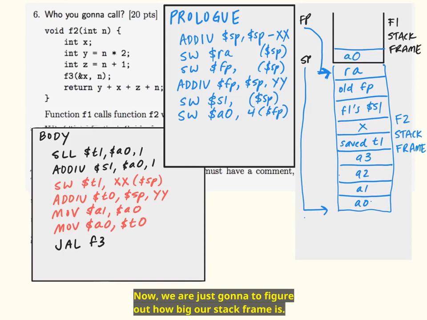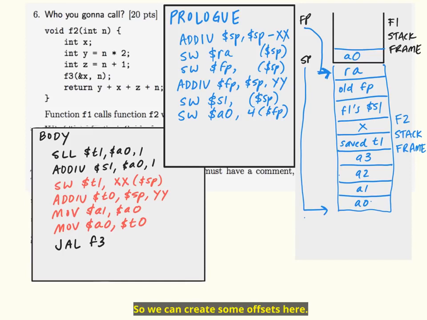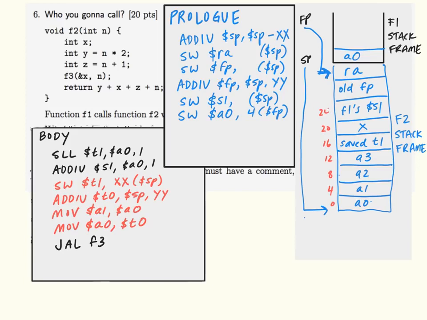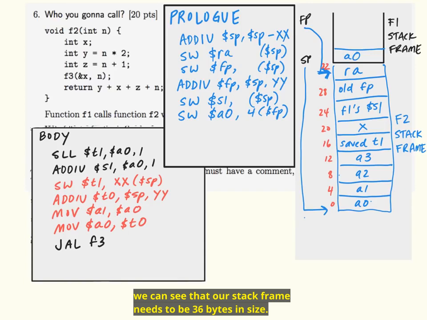Now we're just going to figure out how big our stack frame is. So we can create some offsets here. Now that we've done this calculation, we can see that our stack frame needs to be 36 bytes in size. So we're going to decrement the stack pointer by 36.